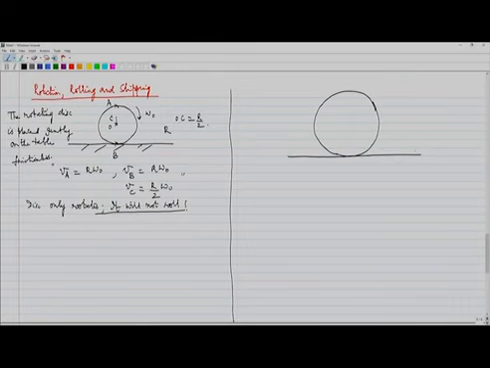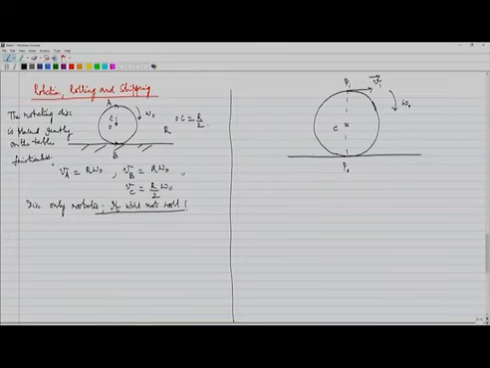Now I will draw the axis. This point I will call P1. This I will consider as P0. This is the center, I will call it C. Now the whole thing is rotating. Angular velocity is omega naught. So at this particular point, what is the linear velocity? Linear velocity is V1. Here it will be in this direction.